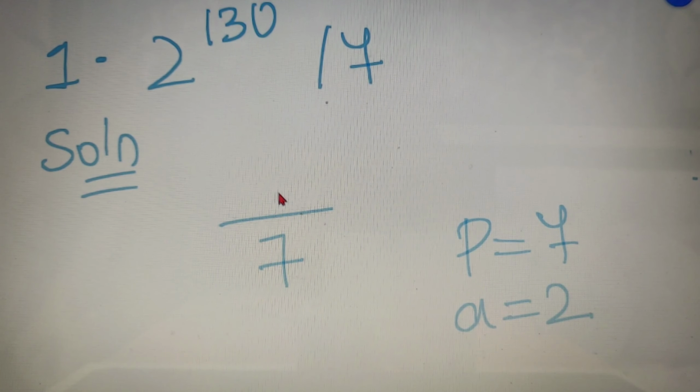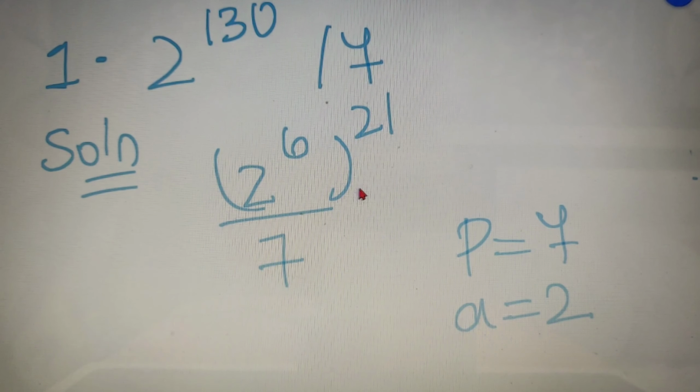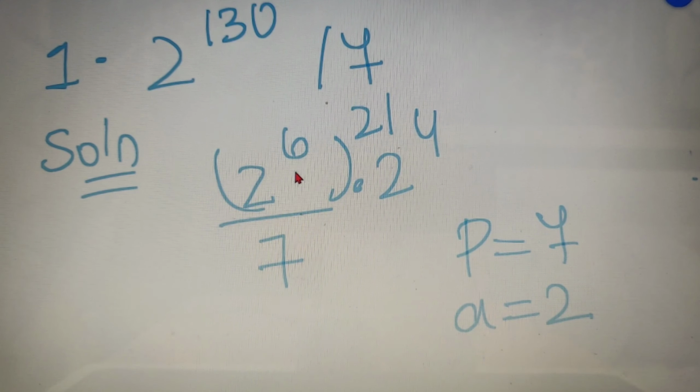Now over here you can see that if p is equal to 7, then p minus 1 should be 6. So instead of writing 2 raised to the power 130, I can write it as 2 raised to the power 6, whole to the power 21, into 2 raised to the power 4. So over here if you multiply 6 and 21, you will get 126, and if you add 4, you will get 130. So I can represent 130 in this form.